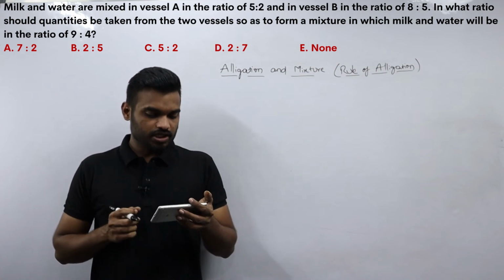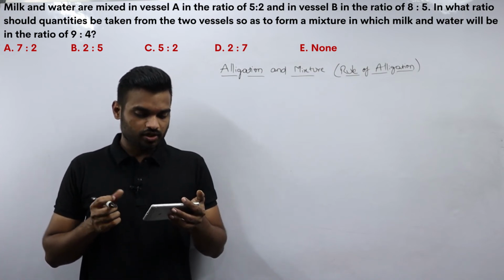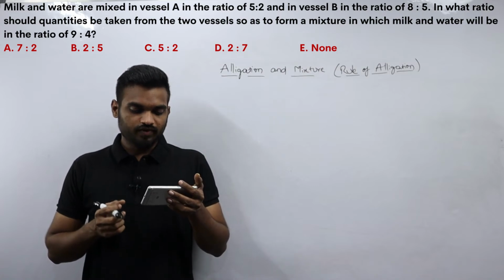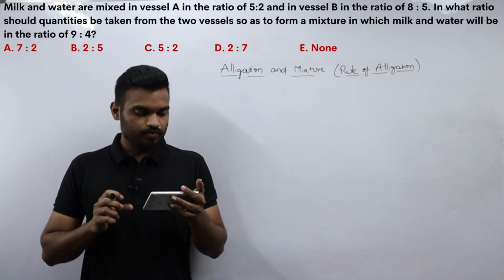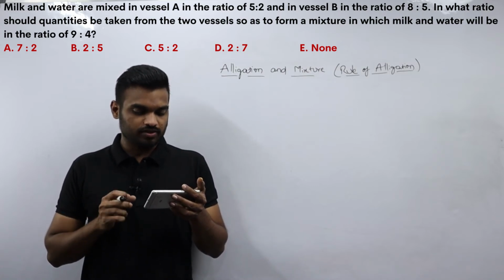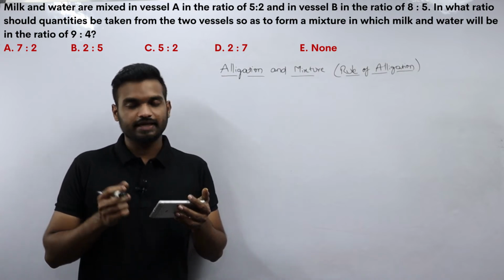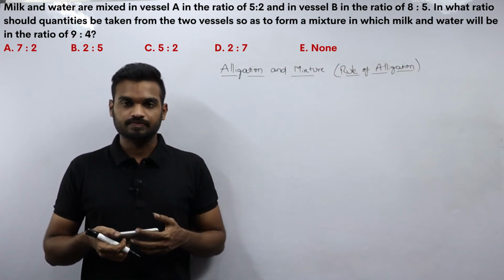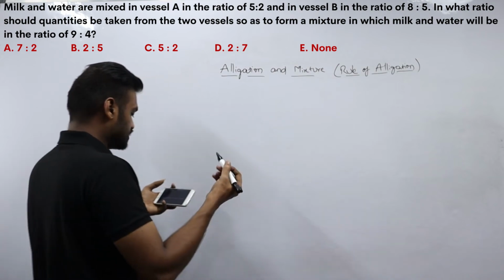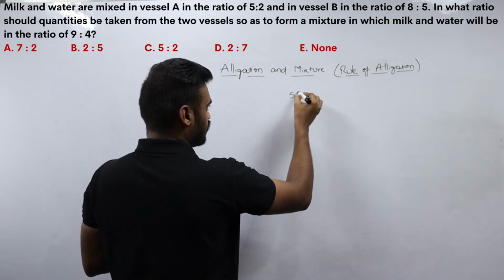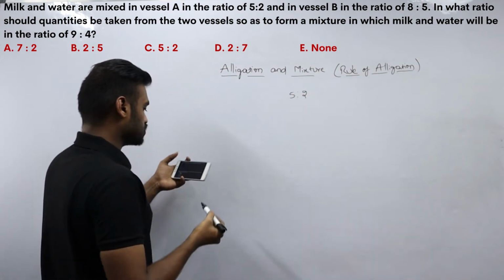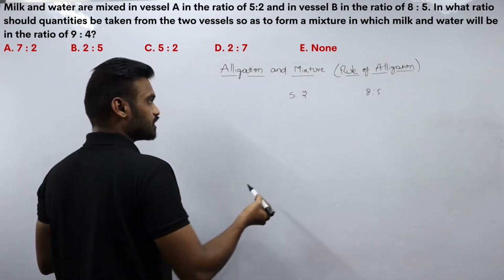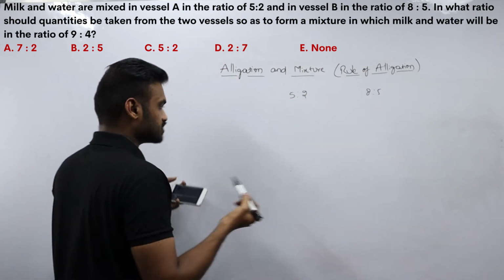They are saying that milk and water are mixed in vessel A in the ratio of 5:2, and in vessel B in the ratio of 8:5. Now, in what ratio should these quantities be taken from the two vessels so as to form a mixture in which the milk and water ratio will be 9:4? So we need to find out the ratio in which the two quantities are mixed such that the resultant ratio is 9:4.